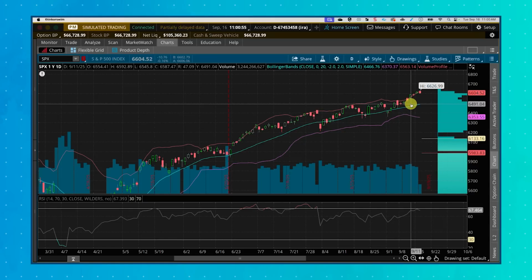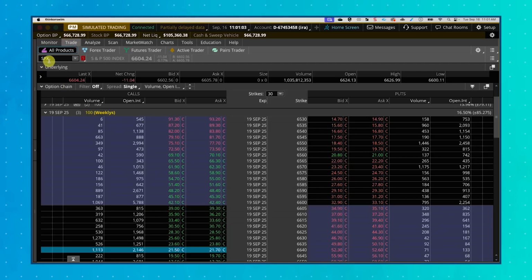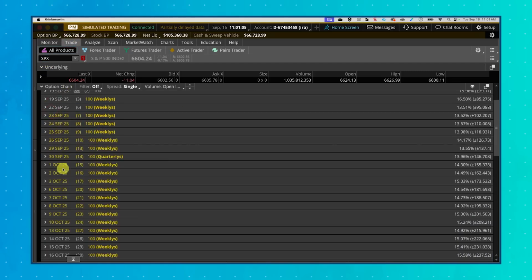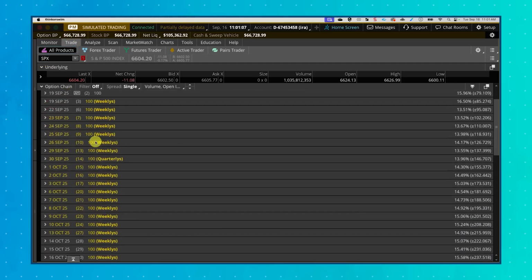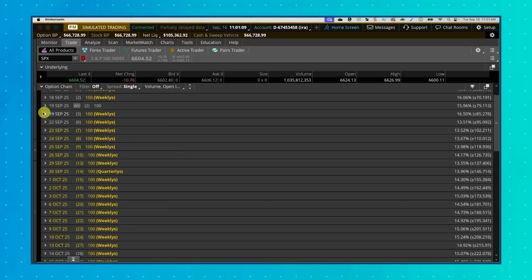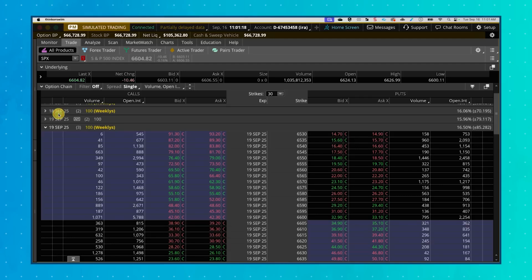Now, in order to decide what options to use, we're going to look at the option chain and the risk profile. Keep in mind, this is for educational purposes only and not a recommendation of any specific strategy. So let's jump over there. I'm going to go over to the trade tab and pull up SPX again. We're looking at different options here, different expirations. Like I said in the beginning of this video, I'm going to make something very timely here, just a few days. You can see right here, we have a 19th of September expiration that expires in 3 days. Going to go ahead and open that.